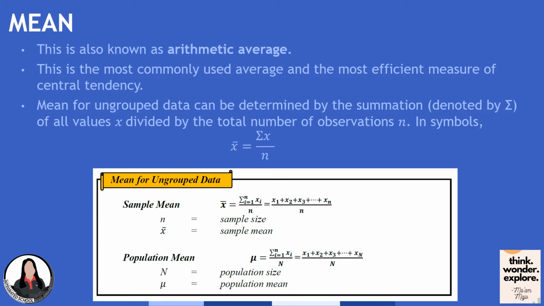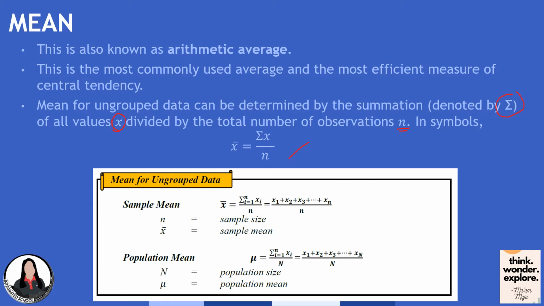Mean for ungrouped data can be determined by the summation, which is denoted by the sigma symbol, of all values of x. Ang x naman dito is yung scores sa dataset divided by the total number of observations, which is n. Ang n naman ay yung total number of scores sa isang dataset. So simply, we can use this formula. X bar equals the summation of x all over n.